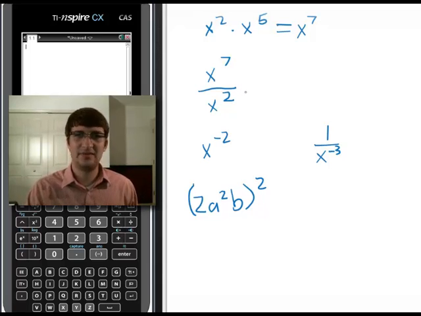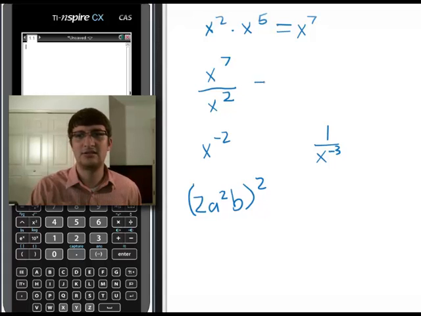x to the 7th over x squared, we have the same base. When we divide these terms, we subtract the exponents, okay? So the answer to this should be just a straight x to the 5th.